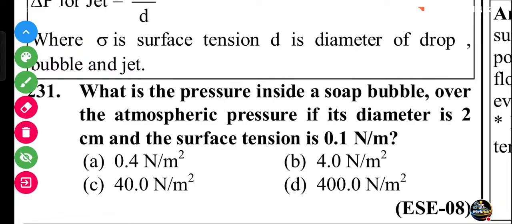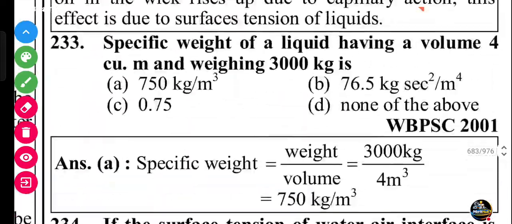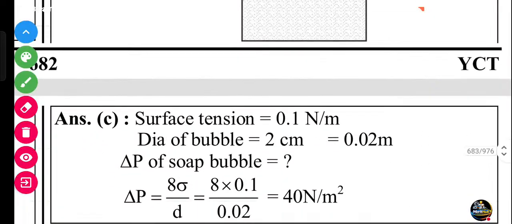We use the formula for the soap bubble, 8 sigma by d, where sigma is the surface tension 0.1 and d, the diameter, is 2 into 10 power minus 2. So 8 into 0.1 divided by 2 into 10 to the minus 2 is coming 40 Newton per meter square. Let's check the answer. This is 40 Newton per meter square. Yes, you can see the explanation of this question in detail. 40 Newton per meter square.